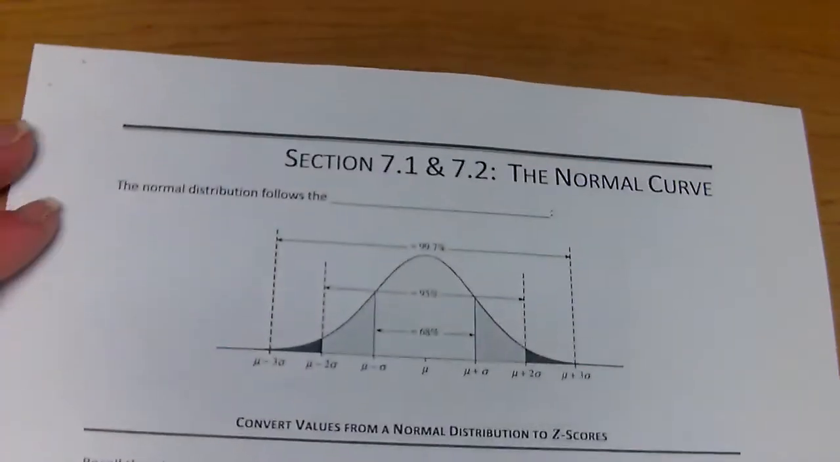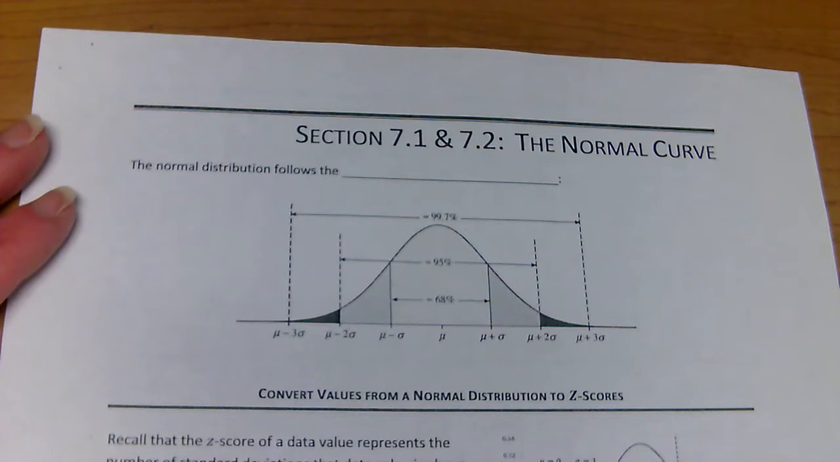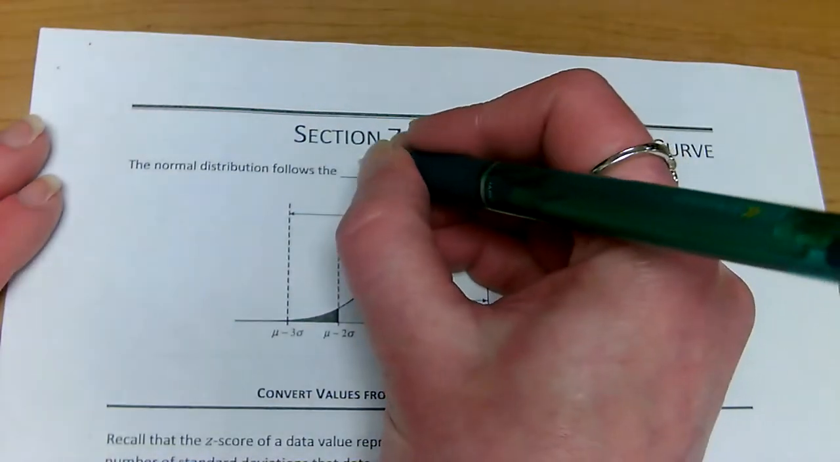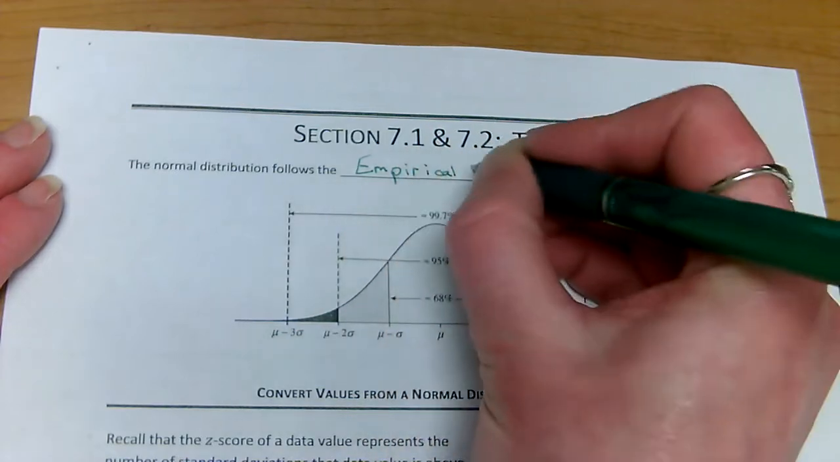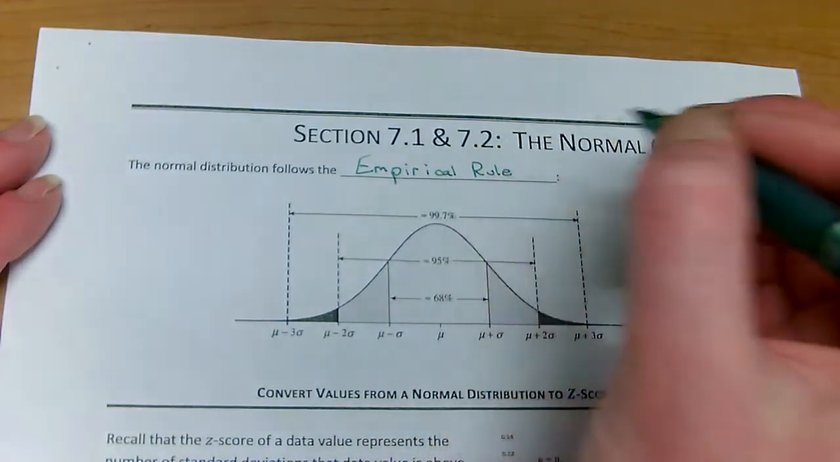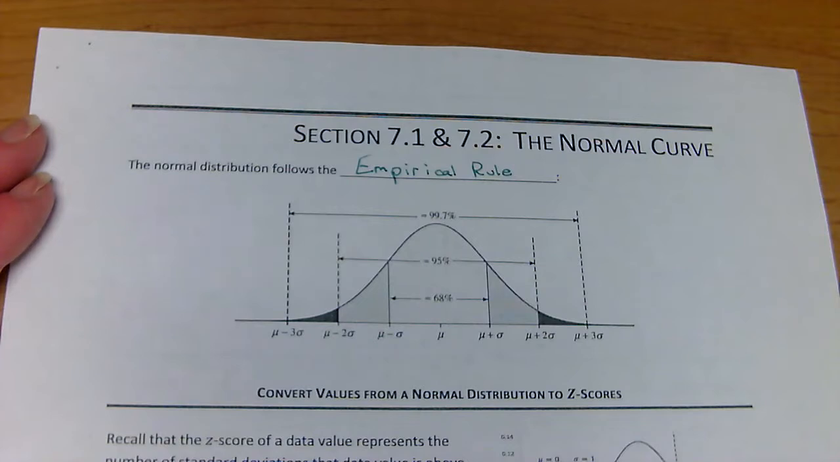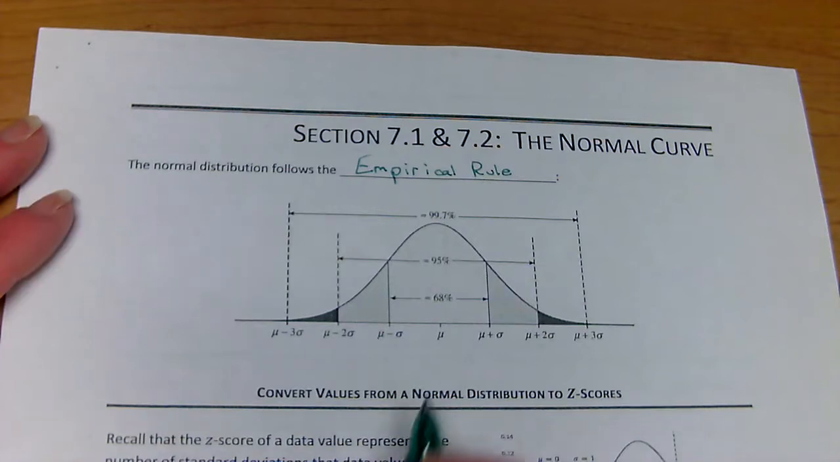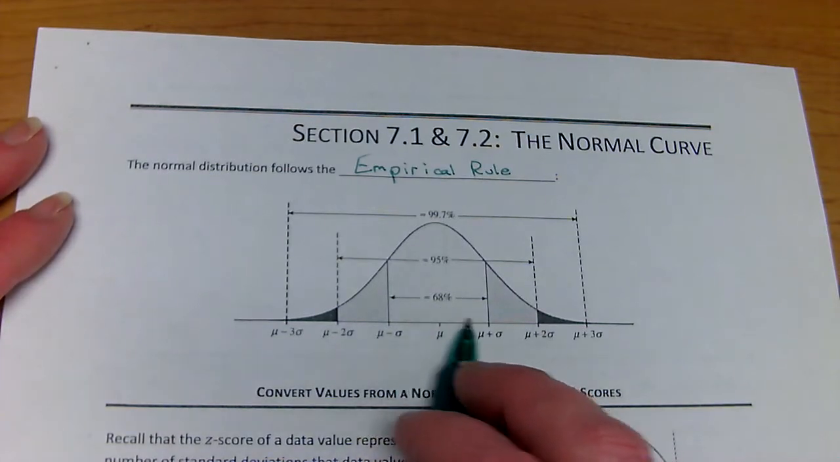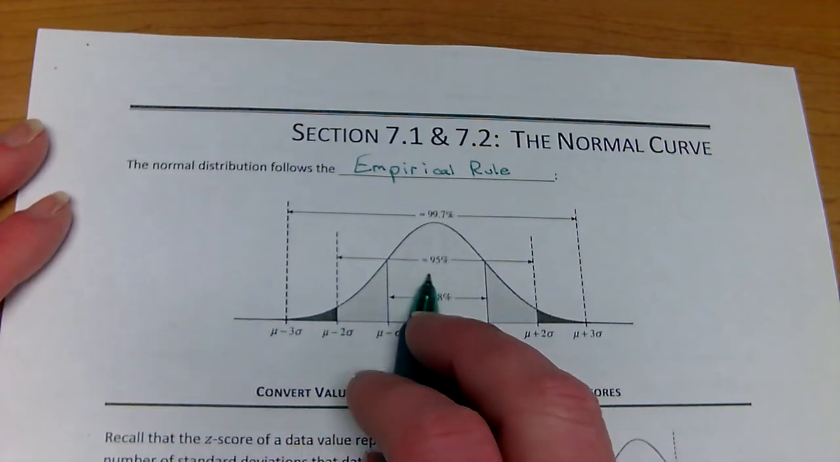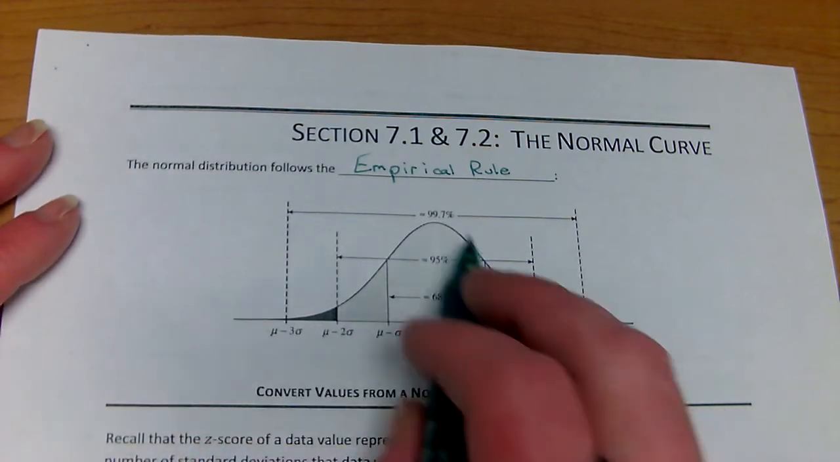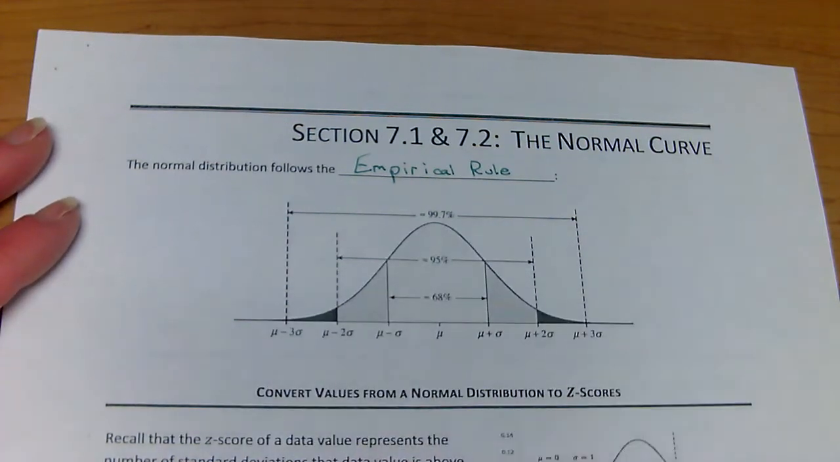Now, another key note, since we are perfectly symmetrical, that means our normal distribution follows the empirical rule. If I go one standard deviation out each way, that's 68%. 2 standard deviations is 95%, and 3 is 99.7, almost everything.